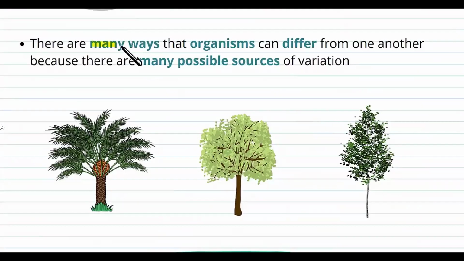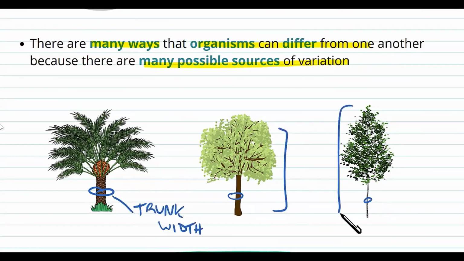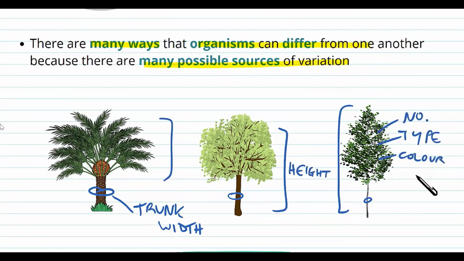And there are many ways that organisms can differ from each other, because there are many possible sources of variation. So if we look at various different types of tree, we've got lots of ways in which they can be different. For example, we can look at differences in the width of the trunk. We can look at the various heights of the trees. We can also look at the number of leaves, the type of leaves, the colour, their age, lots and lots of different factors.